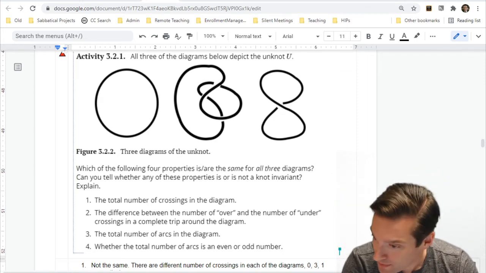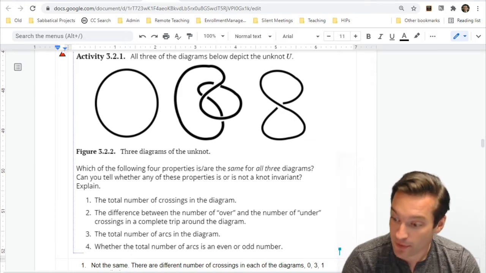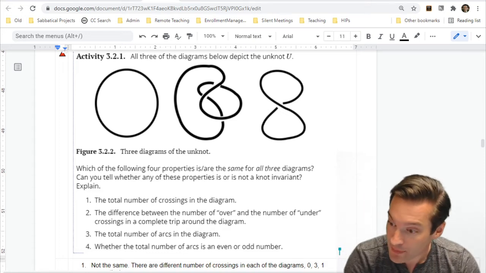On the other hand, number 2, the difference between the total number of over and the total number of under crossings that we see in a complete trip around the diagram.